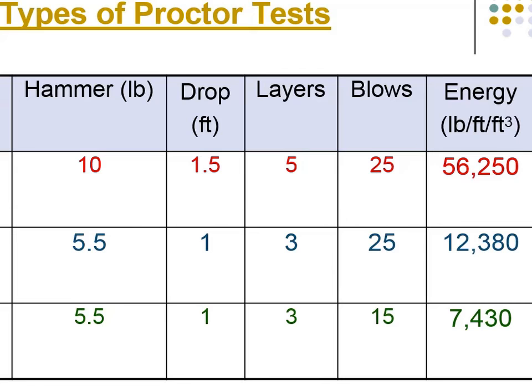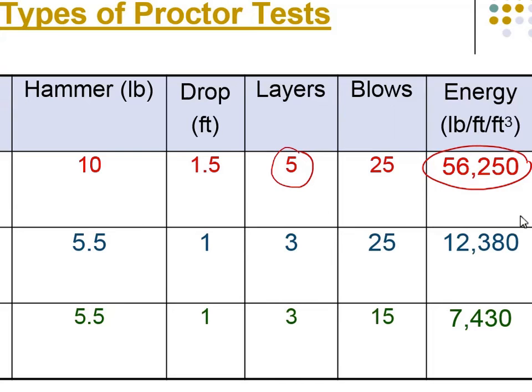Now, when Proctor gave this test, it was a standard test which was given. And since then, a larger amount of energy has been applied. And why we apply that? And this is called modified Proctor test. And in that, you can see that hammer is heavier, drop is larger. We are placing soil in five layers instead of three layers. So we are applying almost three or four times more energy than standard Proctor test.